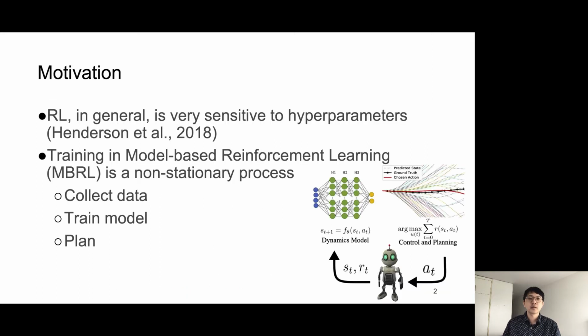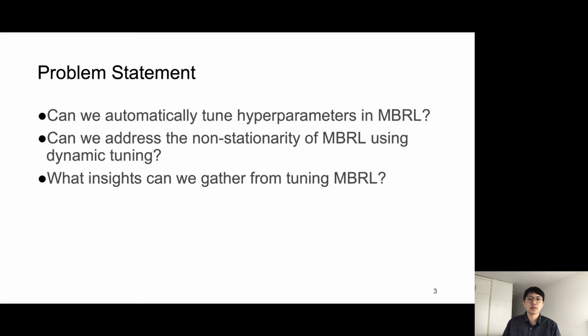We know that in general, RL is very sensitive to its hyperparameters. The same algorithm on the same task can have dramatically different performance with different hyperparameter configurations. This is particularly true for model-based RL algorithms due to their complexity and the fact that MBRL involves a non-stationary process where it needs to iteratively collect the data, train the model, and then plan. As a result, MBRL algorithms still require time-consuming human expertise to be properly trained.